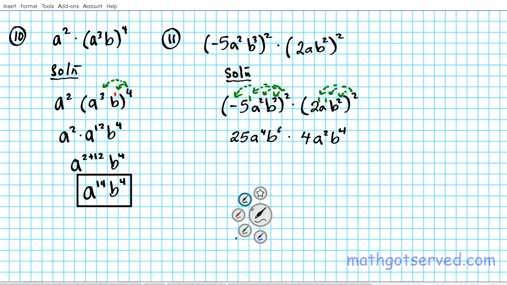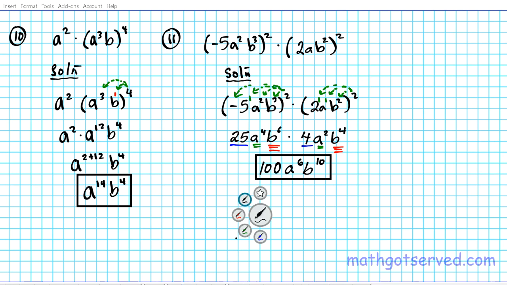Okay, now we're going to go ahead and combine like terms. Multiply 25 and 4. 25 times 4 is 100. And then we combine a to the 4th and a squared. Combine those two is a to the, you add the powers, 6. And then you combine b to the 6th and b to the 4th. You just add the powers. That's b to the 10th power. Okay, so there goes the answer to question number 11.